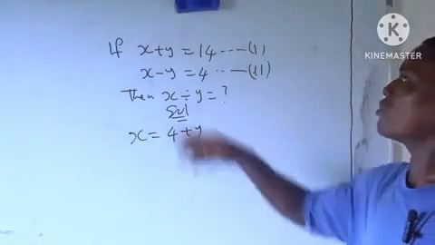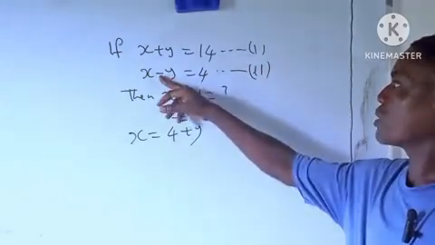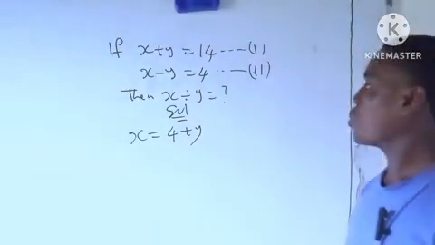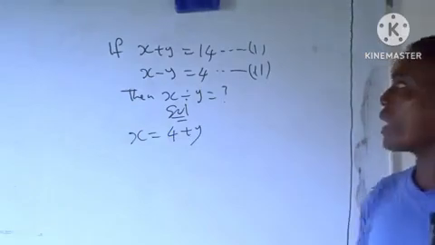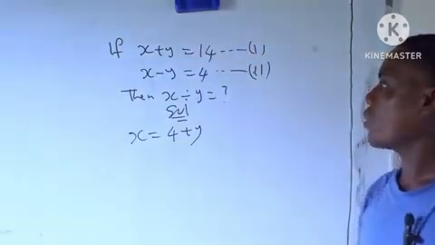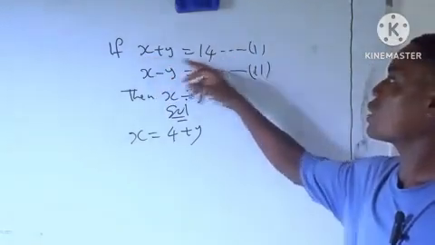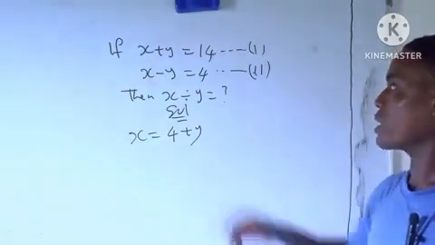Are you getting it? By moving minus y to our right side, it will change from negative to positive. So here we have x equals 4 plus y, right? So let's substitute this into equation 1. Anywhere we see x in equation 1, we put 4 plus y. Are you getting it?